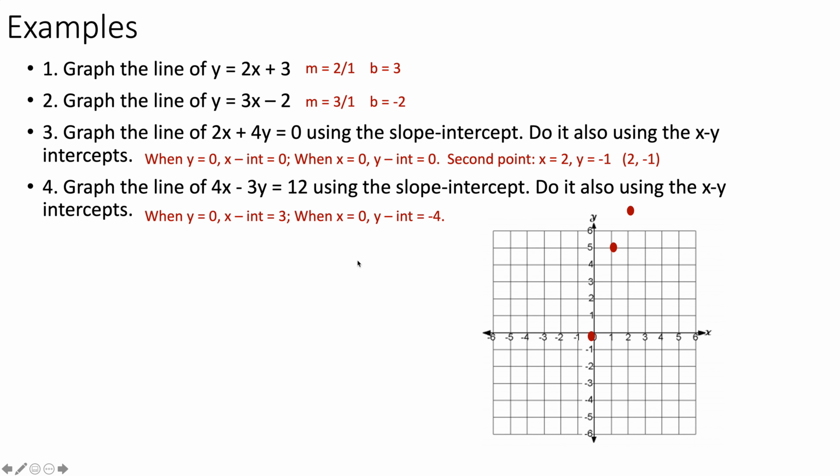Okay? Let's get rid of those points. Next one, number 2, the y-intercept is -2, up 3 over 1, up 3 over 1, and I filled in the backside a little bit. There's my line.